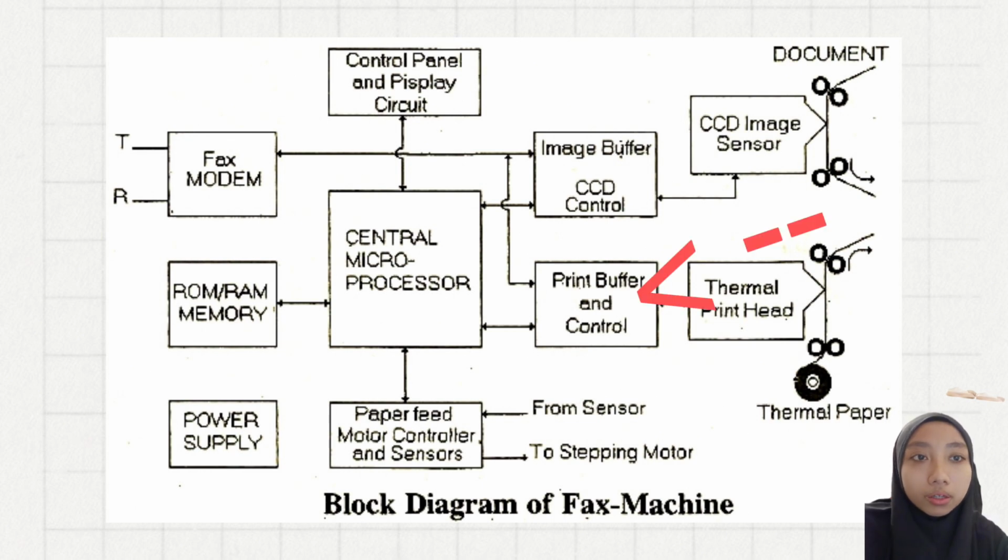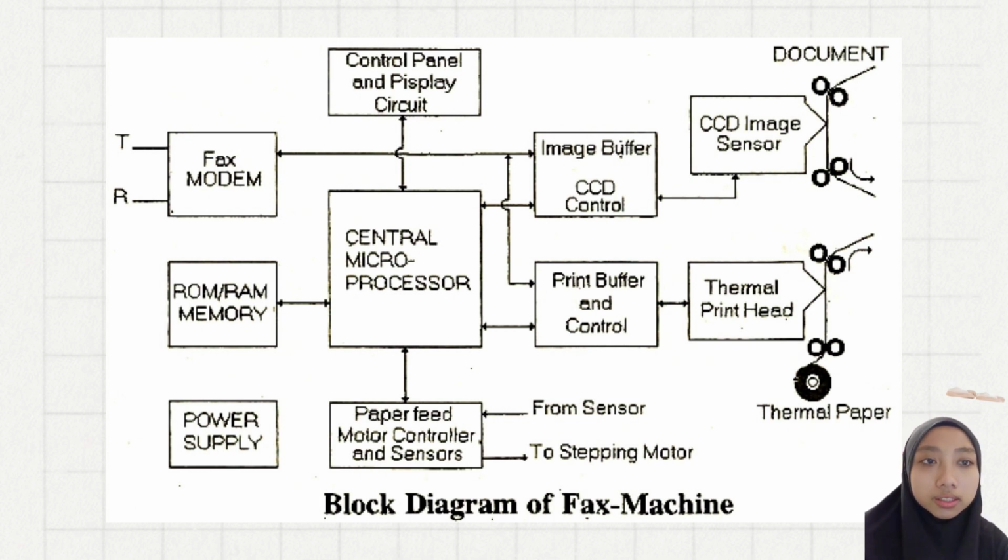For image buffer and control, when a fax machine receives data, the modem converts it into digital form, and the microprocessor, after processing it, stores the data in the image buffer memory. Then the microprocessor activates the printing circuit and the data is loaded into the print buffer where it is processed into signals for the fax machine's print mechanism.